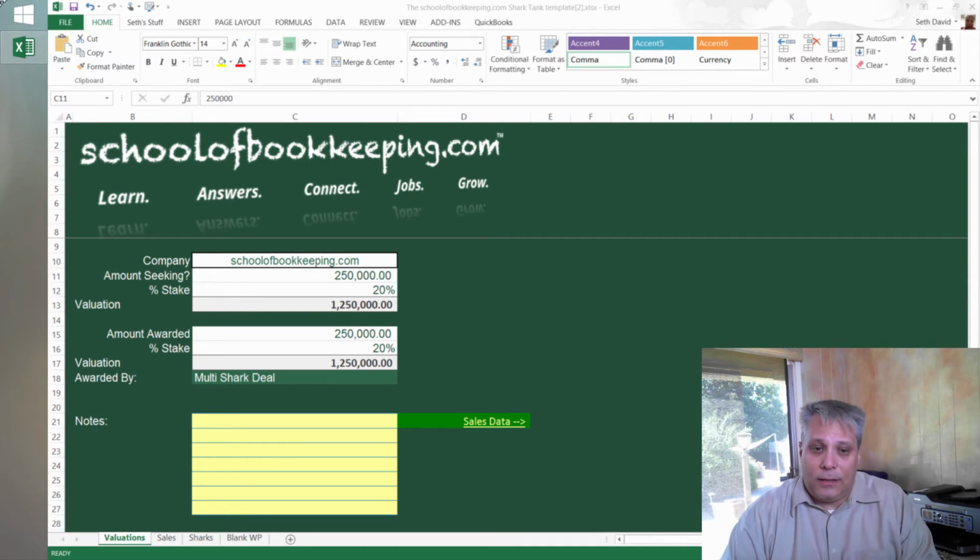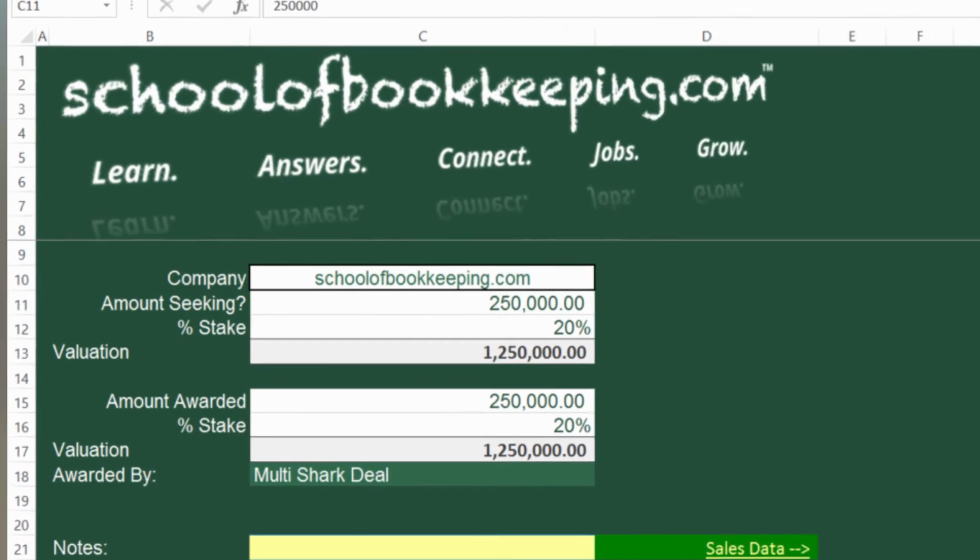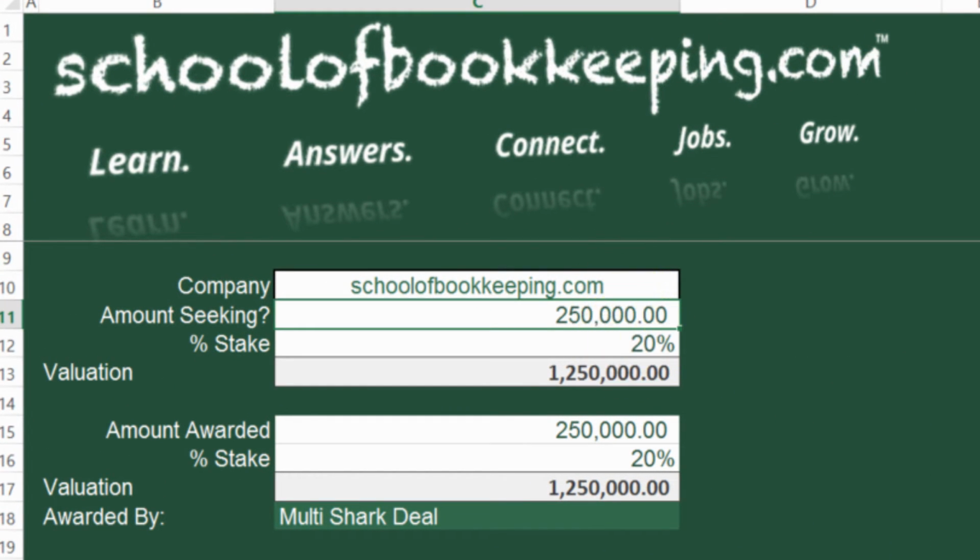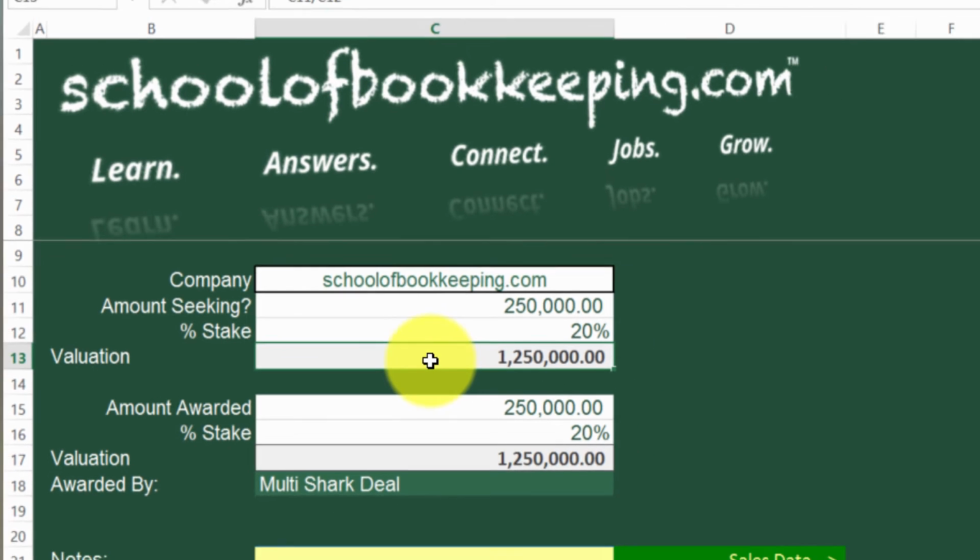So how do we calculate that valuation? It's very simple. You take the amount that they're seeking and divide that by the percentage they're willing to give up in exchange for that. When you divide a number by a number that's less than 1, which a percentage is, then you're going to get a bigger number, and that number represents what 100% of the company would be worth based on what they're asking.